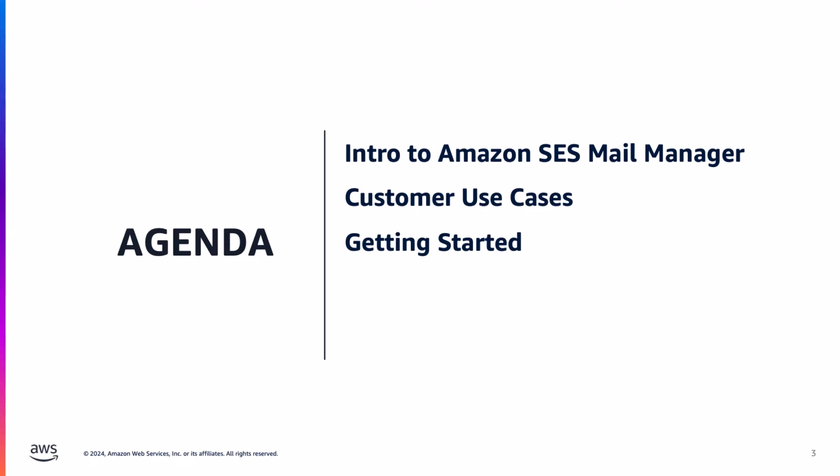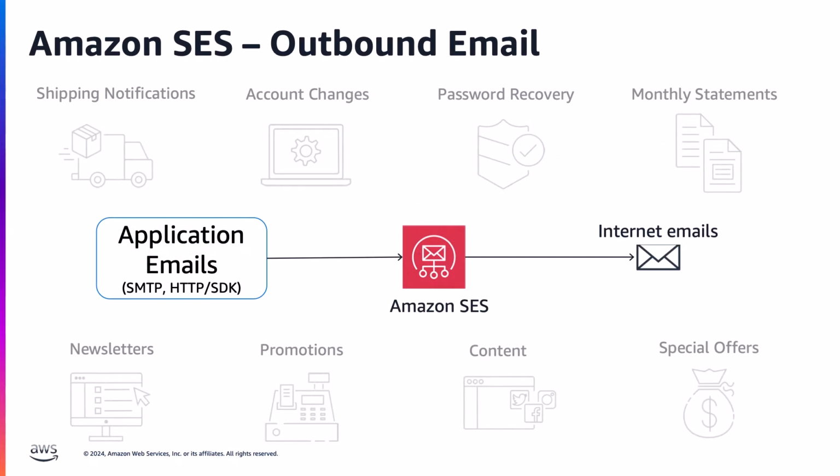As you may know, Amazon SES supports a wide range of outbound email use cases, including application emails, shipping notifications, newsletters, account changes, and promotional content. Our many SES customers trust the service to help them deliver email at scale reliably and cost-effectively.